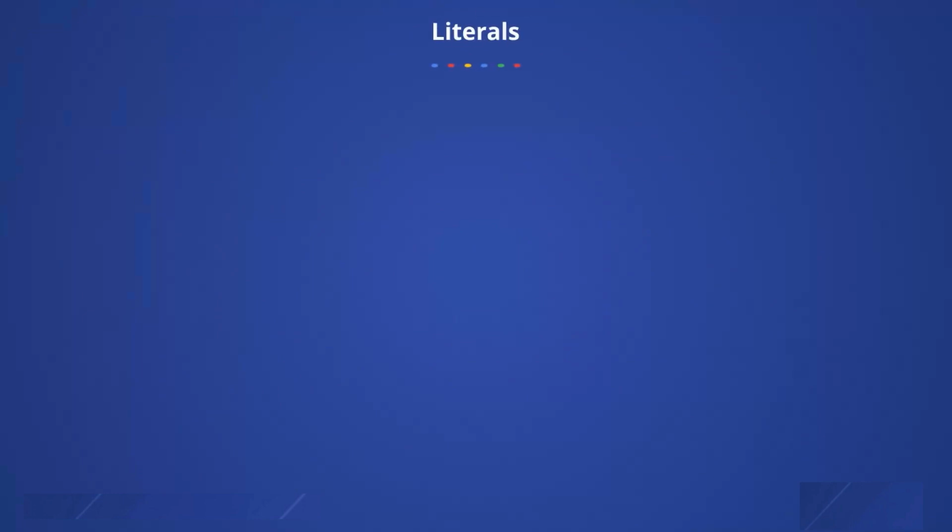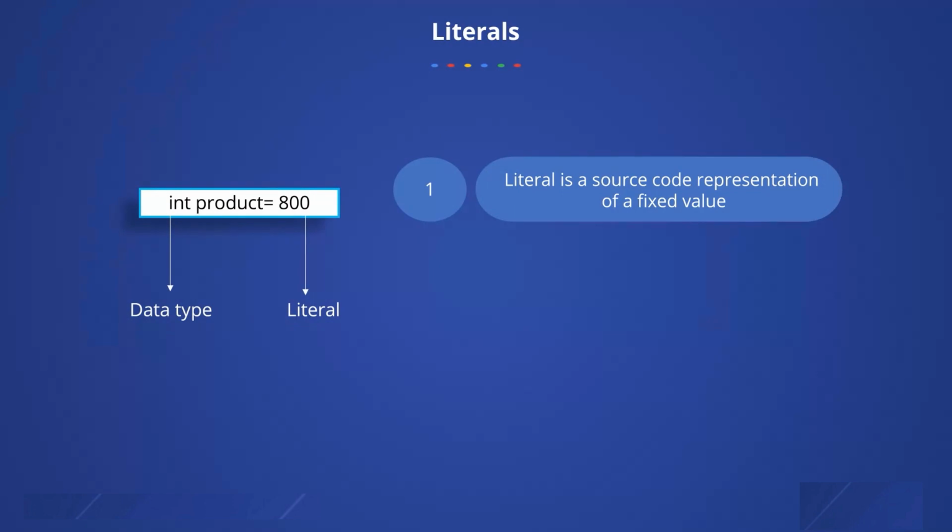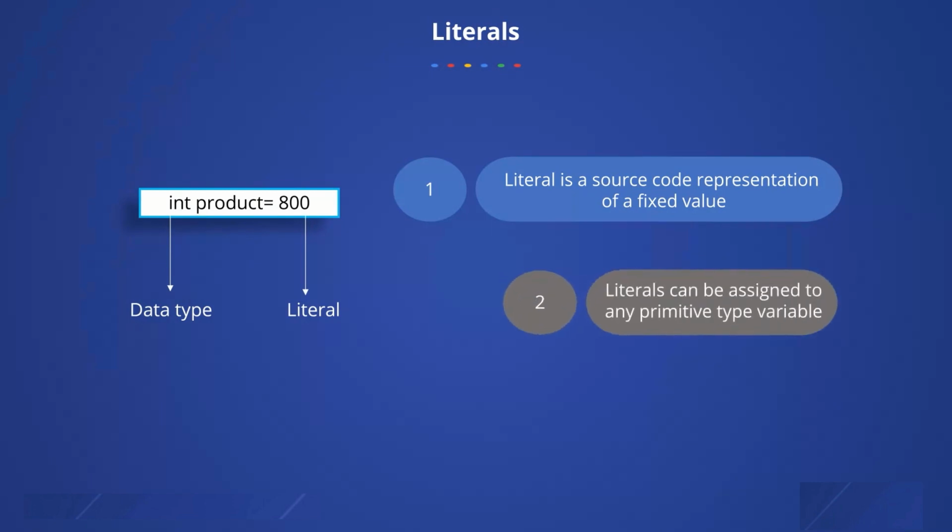Now what is a literal? A literal is actually more of a fixed value, just on the source code side of it. For example, if you see here, the product equivalent 800, this 800 is the value. The one difference is that it is a fixed value, but you can change it whenever you want. And these are all assigned mostly to your primitive data types, all the basic standard data types we have.